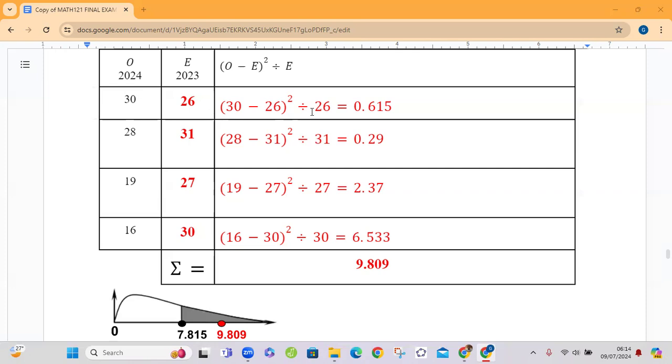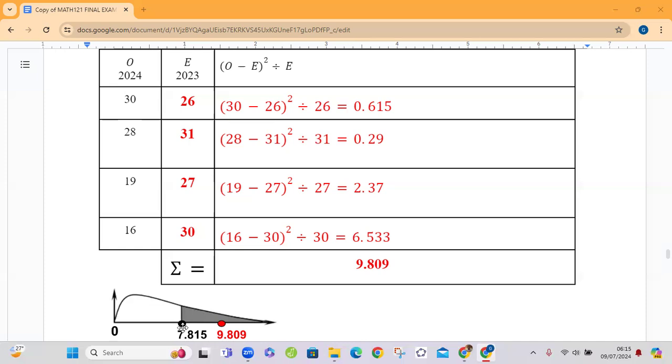So now we can proceed to calculate the chi-square contributions, 4 of them, O minus E all squared divided by E: 30 minus 26 all squared divided by 26, right up to 16 minus 30 all squared divided by 30. These will add up to calculate the chi-square test statistic. Now, as we all know, the distribution curve for the chi-square test is a curve that is skewed towards the right. The critical region or the rejection region will be on the right. The critical value will be on the critical point, which will be a positive number on the right side of the curve.